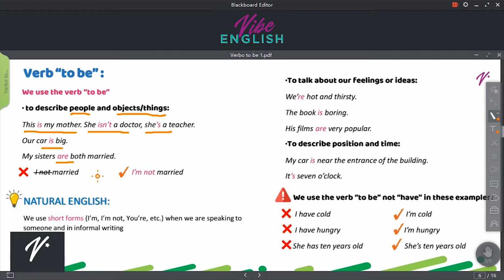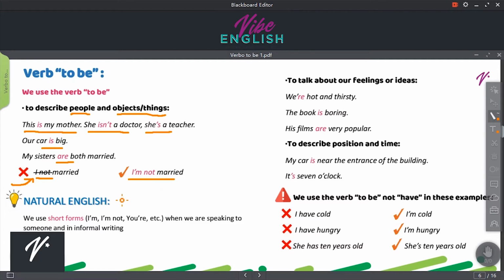This would be a common mistake that some students make, I not married, where the student has forgotten to actually put the verb to be. The correct way would be I'm not married.